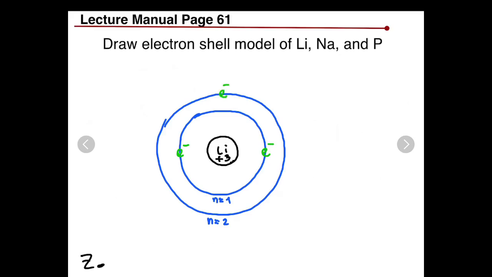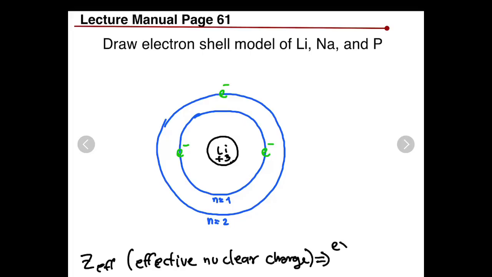Okay, so Zeff, this is effective nuclear charge. Effective nuclear charge is the actual charge that an electron experiences. I'm going to abbreviate this. So, electron experience. Okay, what do I mean by that?